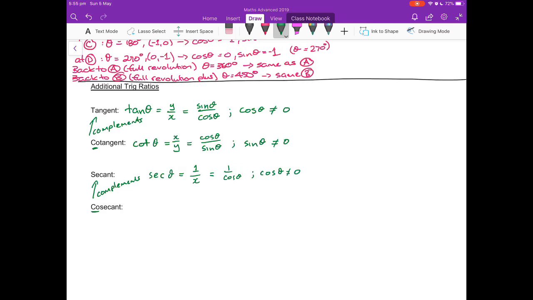So if secant and cosecant are complements, and secant uses cos theta, cosecant, which is cosec theta, is still going to be 1 over. It's not going to be x over 1, which you would expect it to be if it followed that pattern. But it does sort of follow that in that it uses the opposite. So in this case, the opposite is 1 over y. So that makes it 1 over sine theta. And now we have that restriction again on sine theta not being 0. We are going to explore this a little bit further in our next lesson, but we're just going to see these ideas at the moment.